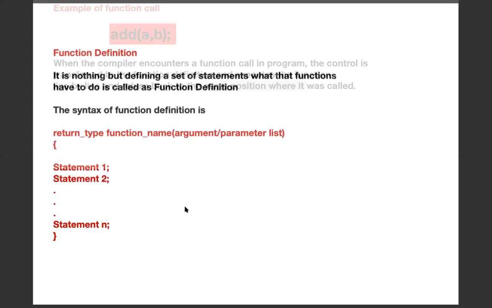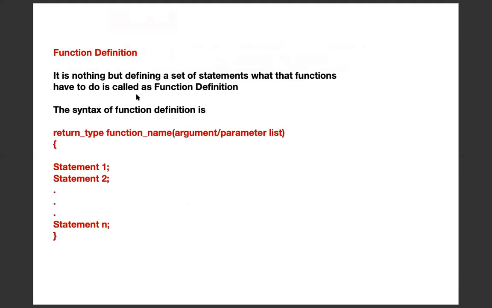And next, the definition is nothing but defining a set of statements that the function has to perform. The syntax as usual: return type should be there, function name should be there, argument list or parameter list should be there, and then followed by the body of the function. The body of the function contains the set of statements that the function has to perform. Keep in mind this never ends with a semicolon since it's a function definition. Whereas function declaration also has the same syntax but it ends with a semicolon, and function declaration doesn't have a body whereas function definition contains the body of the function.